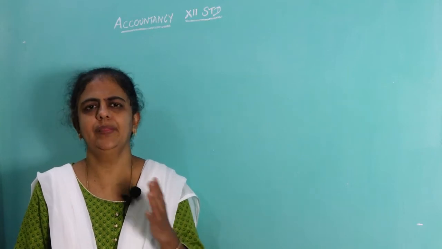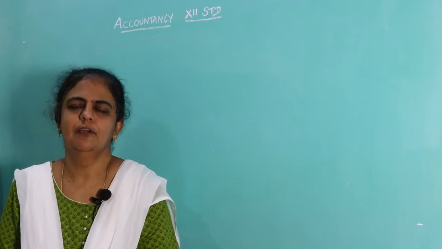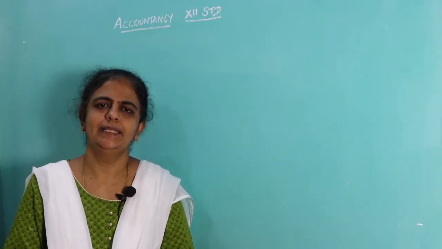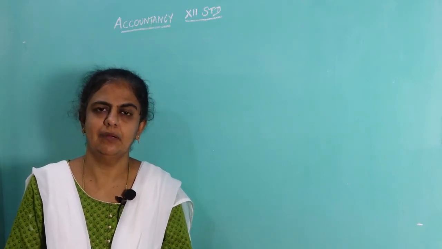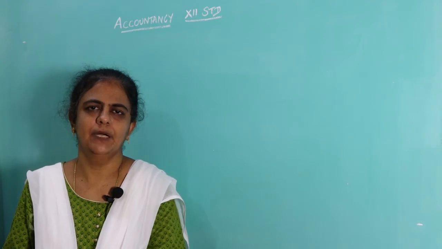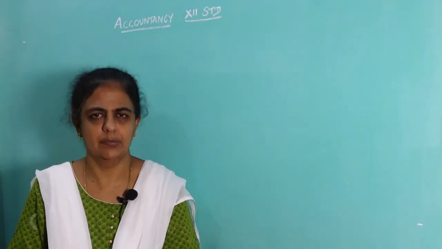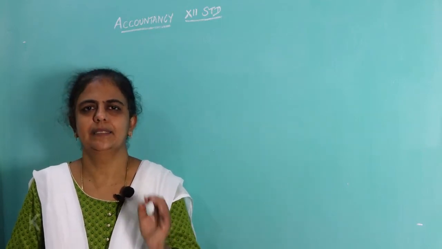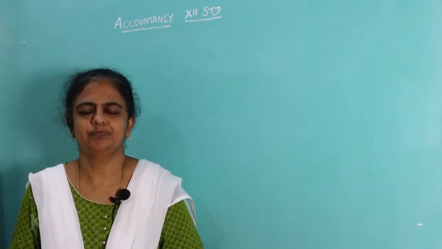The same adjustments that we do for retirement have to be followed for the death of a partner also. But the only thing you have to keep in mind is that there you settle and give the money to the retiring partner, here you pay to the deceased partner's executor or to his legal representative. That is the only change. Otherwise, the treatment is the same as the retirement of a partner.